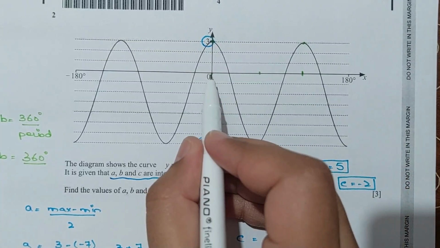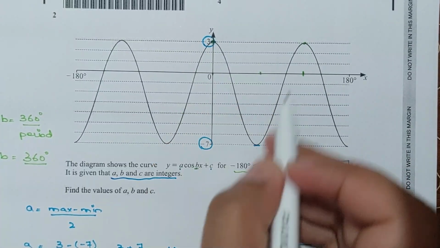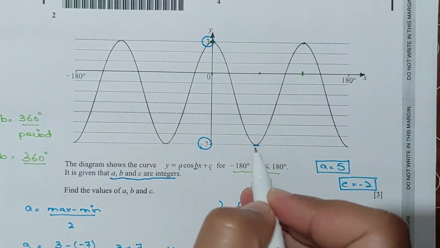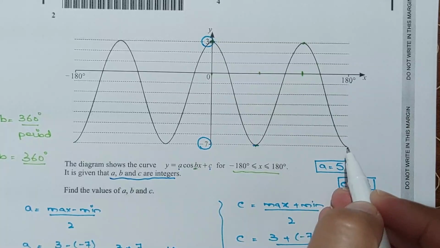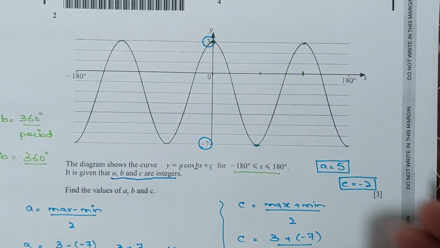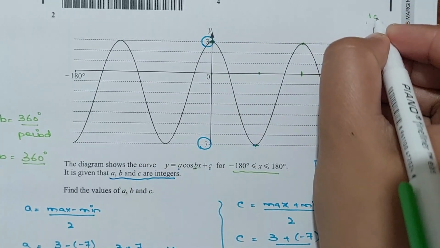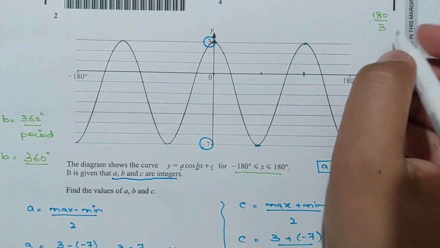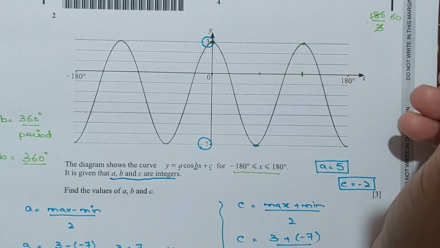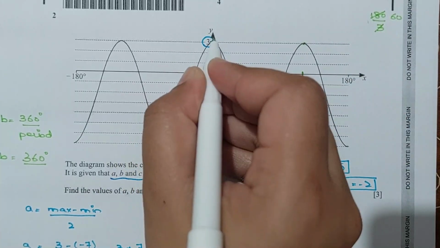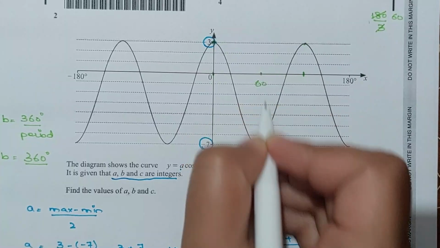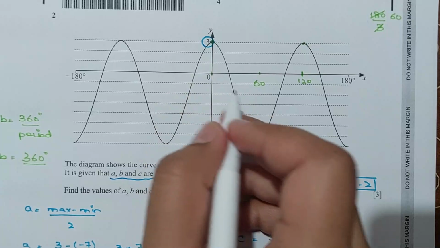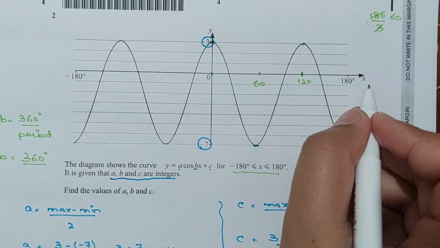Starting from 0, and then 180 here, we have a minimum, then a maximum, and then at 180 again a minimum. So from 0 to 180, it is split into 3 portions: minimum, maximum, and minimum. 3 times 60 is 180, which means adding 60 each time. So 0 plus 60, 60 plus 60, 120 plus 60.